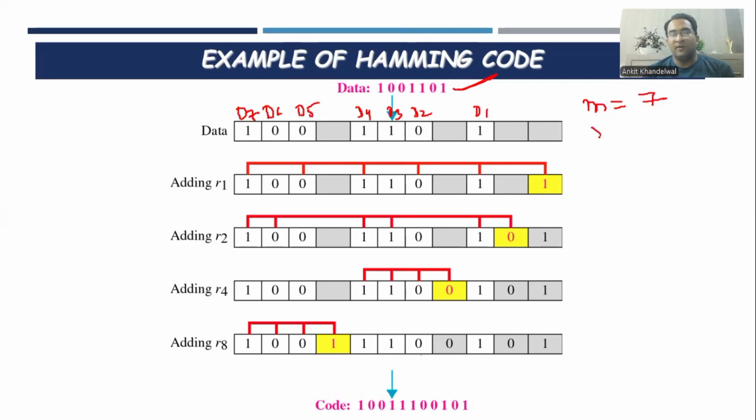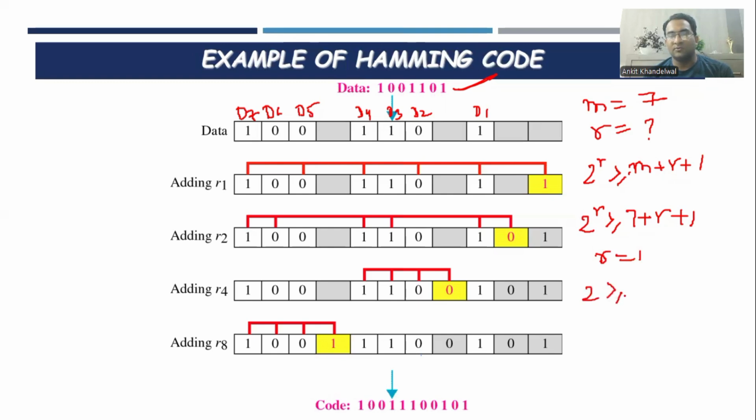Now we have to find out the value of R. So how will the value of R be found out? The value of R will be found out with the help of the inequality, that is 2 to the power R greater than or equal to M plus R plus 1. So 2 to the power R greater than or equal to 7 plus R plus 1. So we are going to start with R equals to 1. So R equals to 1 will give us 2 greater than or equal to, when we put the value of R equals to 1, that is 9 will come.